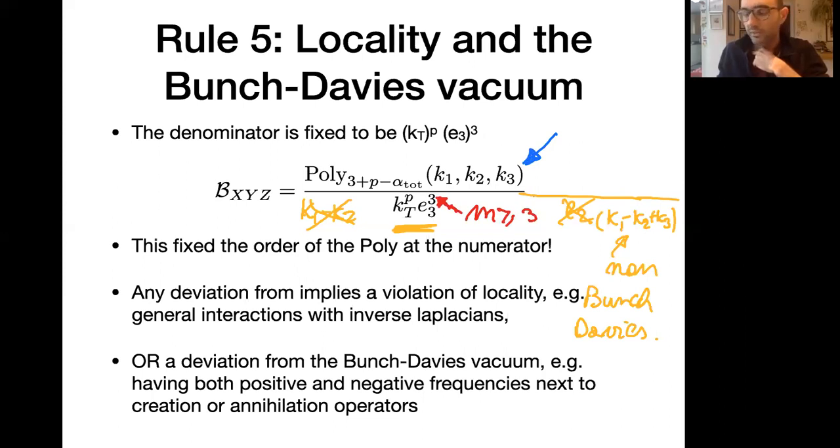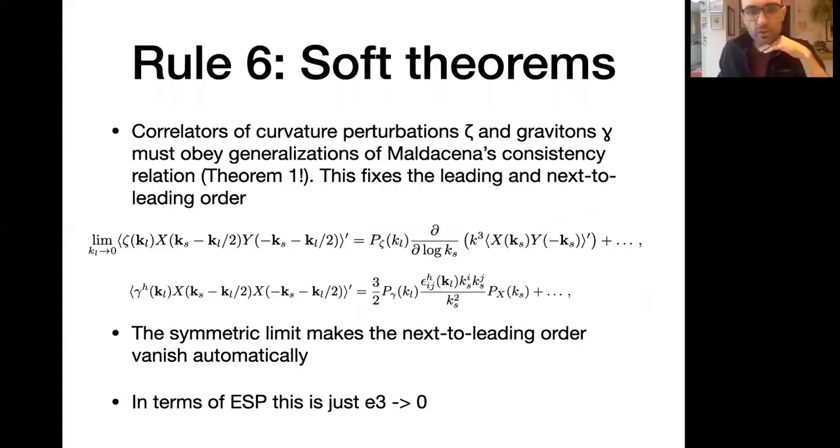This polynomial is of finite degree, right? You see here the degree of the polynomial is given by 3, which is known. P is the number of derivatives, and alpha was how many k's you use for polarization. This is a polynomial in a fixed number of variables, so you just write it down. It has a certain number of free parameters, and those free parameters are the coupling constants of the theory. And that's your answer. So this is pure bootstrap, without writing the coupling constant and doing the calculation.